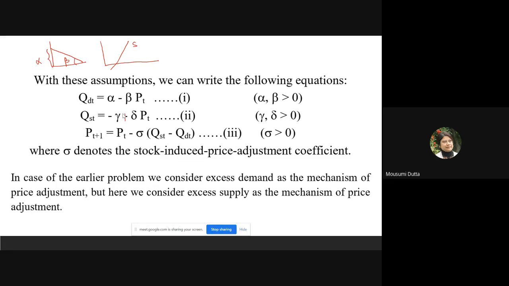Then I am considering the price of the t plus 1th period. P_t+1 is equal to P_t, that is, the price that was there in the last period, minus sigma into Q_st minus Q_dt, that is, supply minus demand.